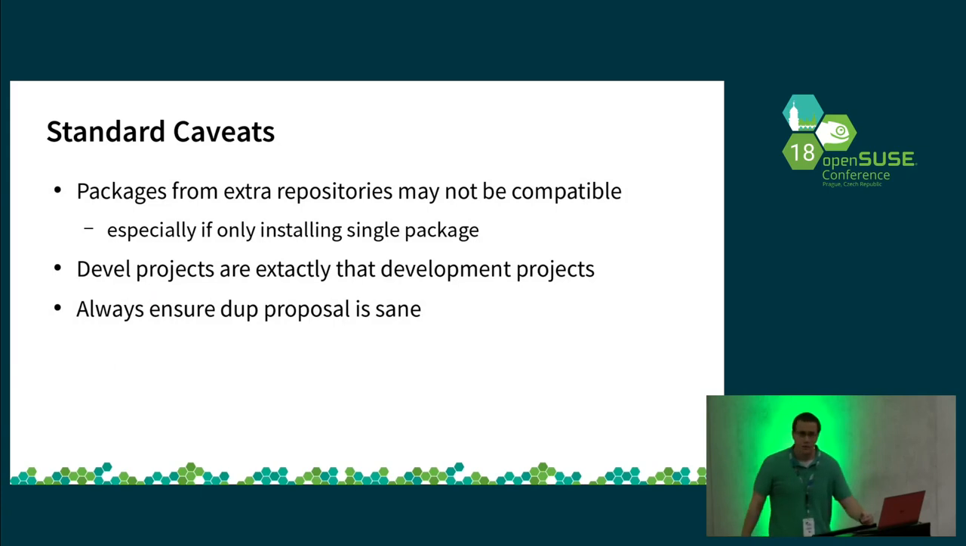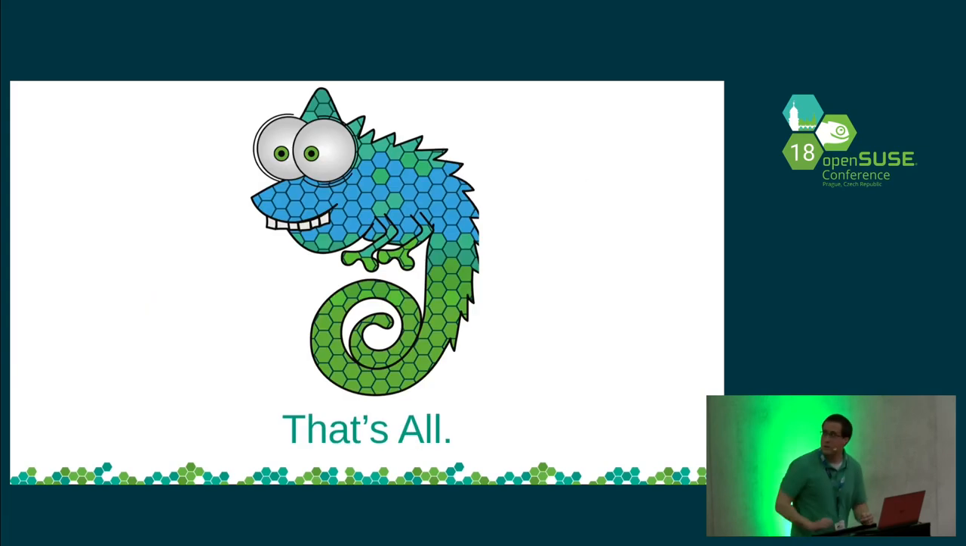Of course, the standard caveats apply. If you're installing things from the extra additional repos, they may or may not work. Obviously, things in developer projects are in flux, so packages may be broken, and zypper priorities don't protect you from things that are broken. So, as always, look at the dup output, make sure that it's a sane proposal. And that's the basic idea.